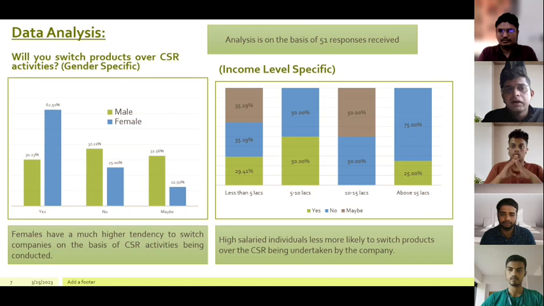If we analyze the same question on the basis of the income level earned by our respondents, we can easily say that high salaried individuals are less likely to switch products over the CSR activities being undertaken by the company, because from the graph we can see that around 75% of the respondents whose income is above 15 lakhs would not like to switch products over CSR activities of the company.